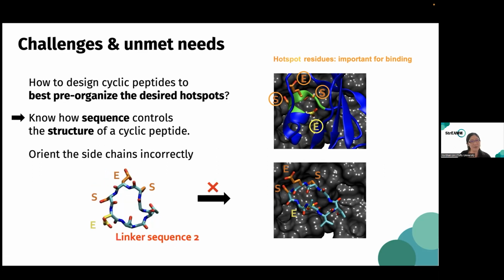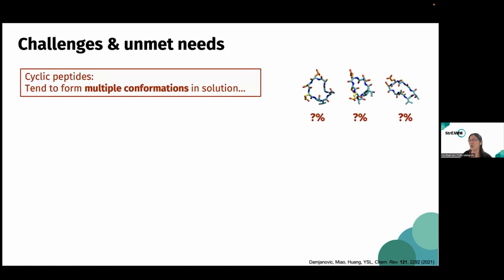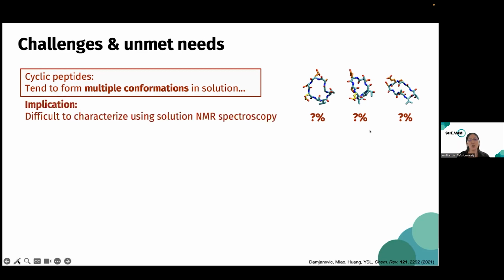Then if I design a cyclic peptide sequence poorly, I will still have those hotspot residues, but now they are pointing in some random directions. They are not effective at binding the target gray surface. Why are we not doing this? Scientists also found out that, hey, these are really funky molecules. When we throw them in solution, they adopt multiple conformations. So you will see many different structures. Each one has some kind of population. This means that even if you're willing to do experiments, even if you're willing to do solution NMR, for example, you cannot get an idea of what the peptide is doing because it's doing multiple things at the same time.